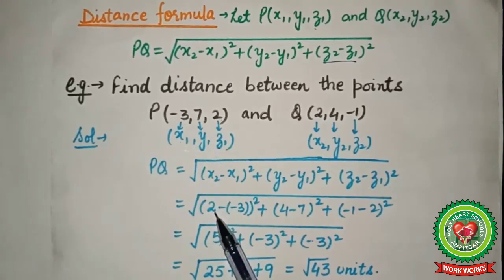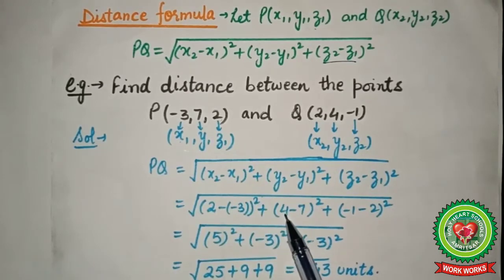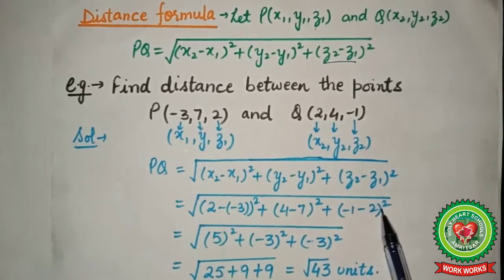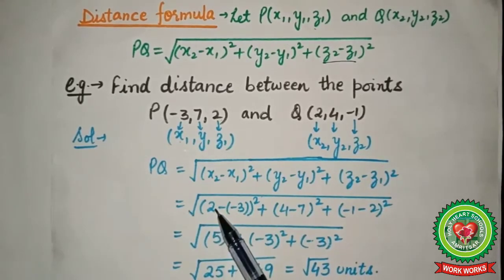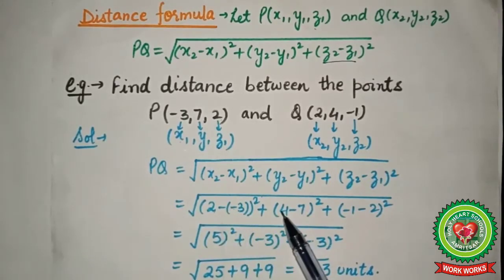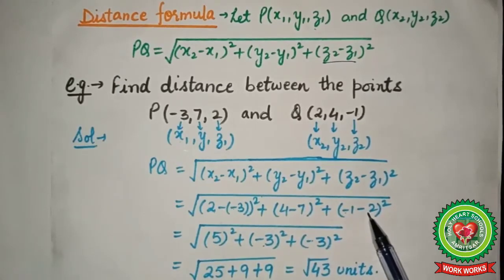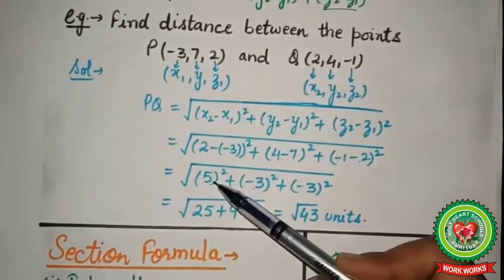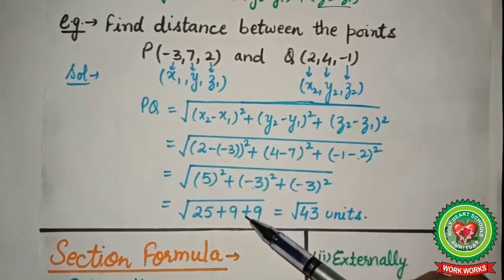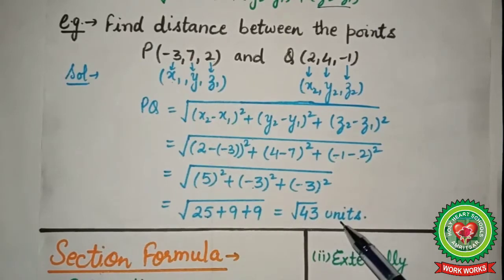So put the value. The x2 is 2. So 2 minus of minus 3 whole square plus 4 minus 7 whole square plus minus 1 minus 2 whole square. So here it will become 2 minus minus plus sign. So 2 plus 3 is 5 square. Here 4 minus 7 is minus 3 square and minus 1 and minus 2 is minus 3 whole square. So when you simplify it, it will become 25 plus 9 and plus 9. So on solving we will get under root 43 units.